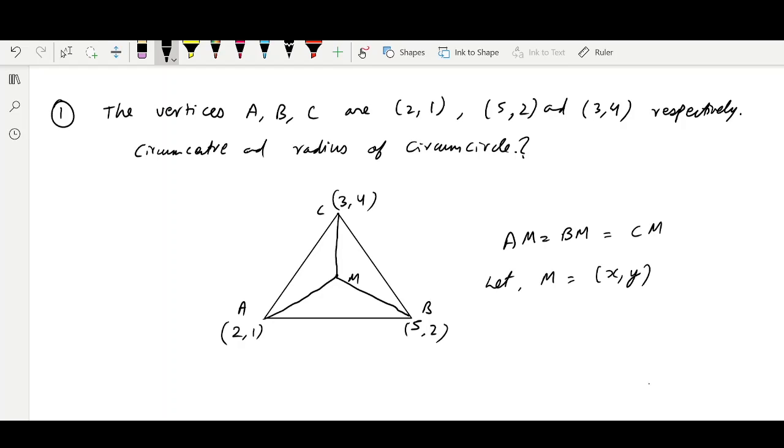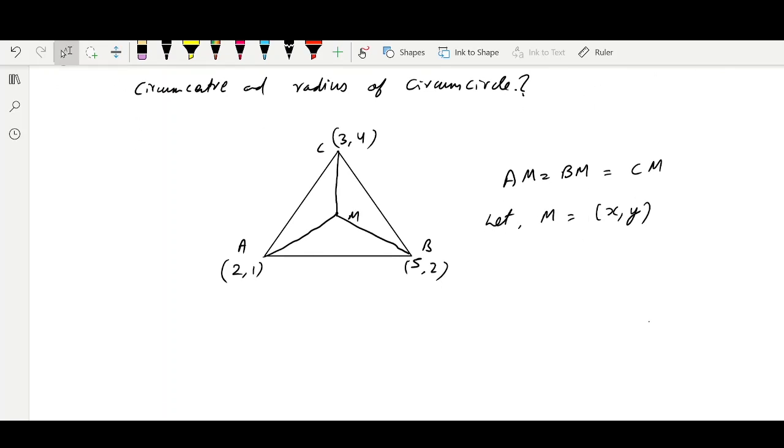Then we need to find AM, BM and CM, and then we'll get two equations by equating first AM with BM and then equating BM with CM. We'll solve these two equations to get the values of x and y. Let's see how. So first let's equate AM to BM.